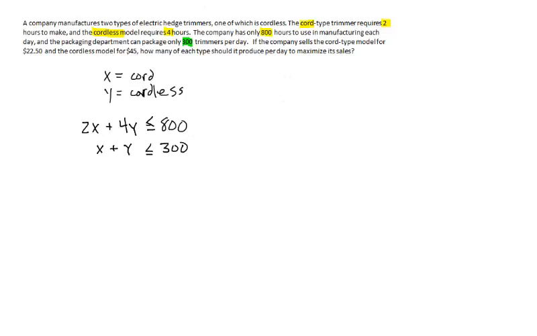And now to set up our sales function, we know that the cord type trimmer sells for $22.50 and the cordless model sells for $45. So sales is equal to 22.5 times the cord trimmers plus 45 times the cordless. Now the first thing we want to do is graph our inequalities.